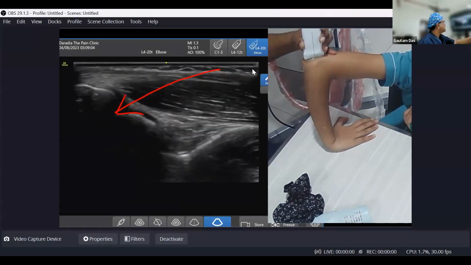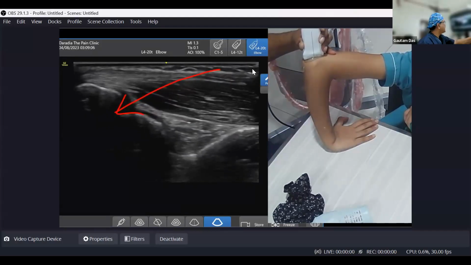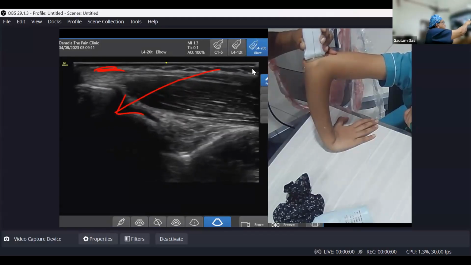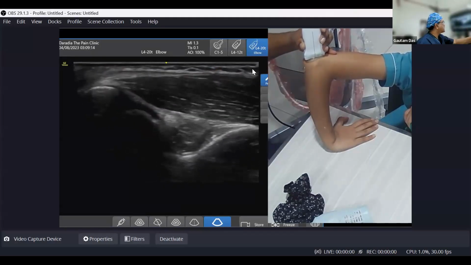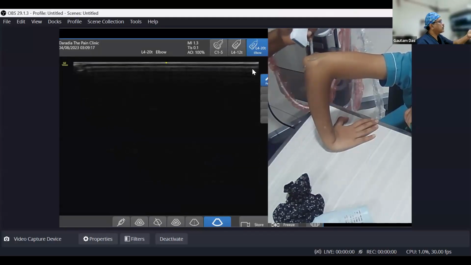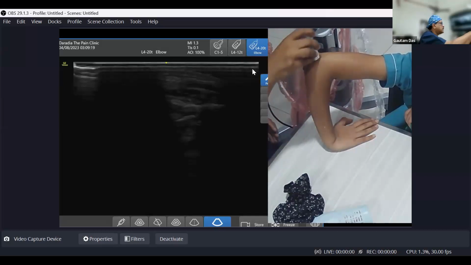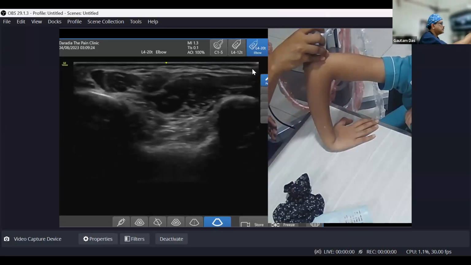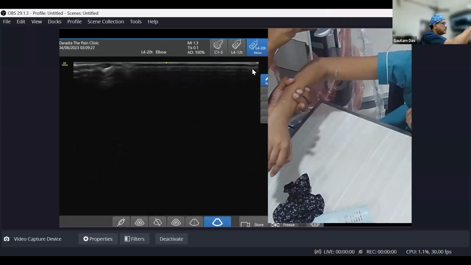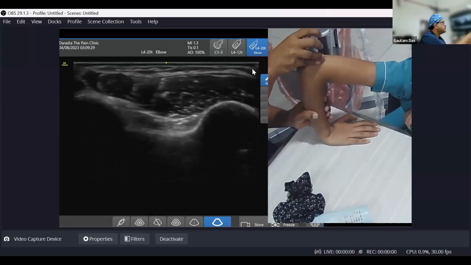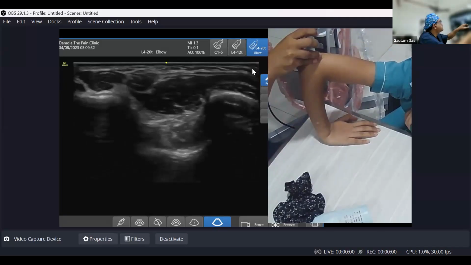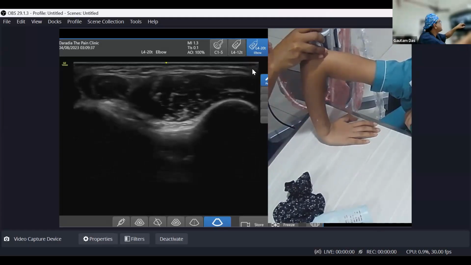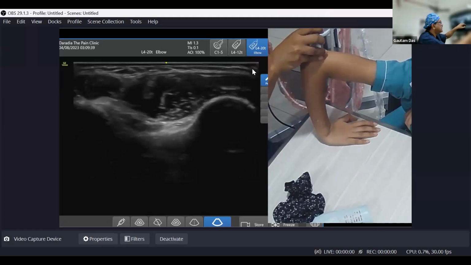You can see the tip of the olecranon. And sometimes there is a bursa, your bursa is here, if you wish to give olecranon bursa injections. So now I'll also show you the short axis. In the short axis, see, the deeper side is your medial head, another side is the lateral head.